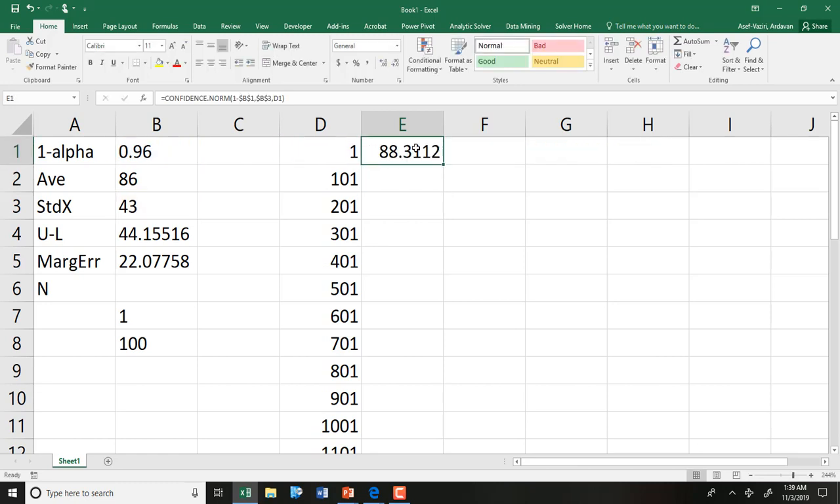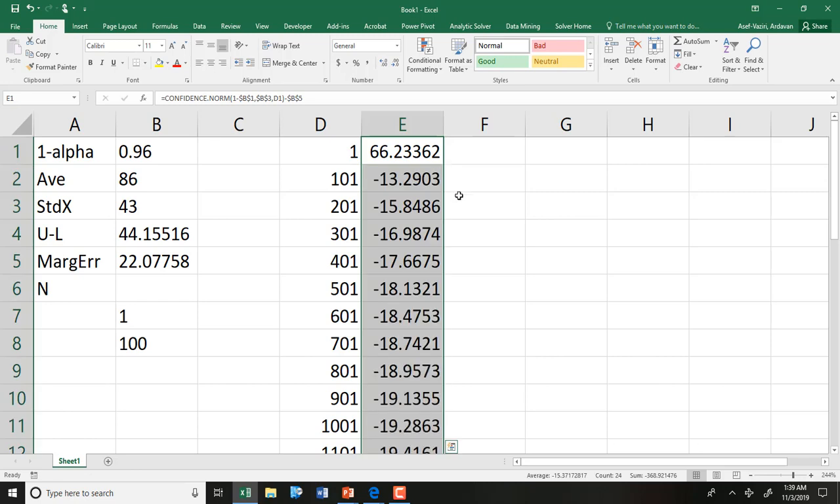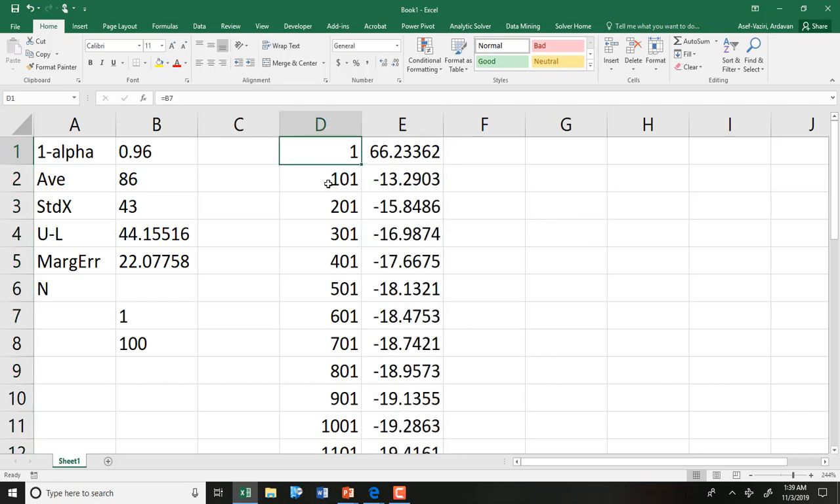Enter. It is 88, but I want it to become 22, right? Therefore, I want the difference between that one and 22, and I lock it, to be equal to 0. Because I want that left-hand side to be 22. It is 66. Now I copy it down. I see that when I went from 1 to 101, my margin of error minus what I want went from positive to negative. I am looking for 0. Therefore, what I am looking for is between 1 and 101.